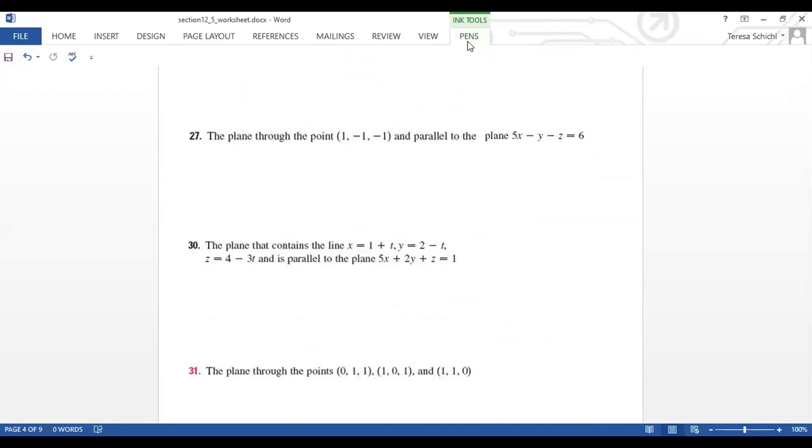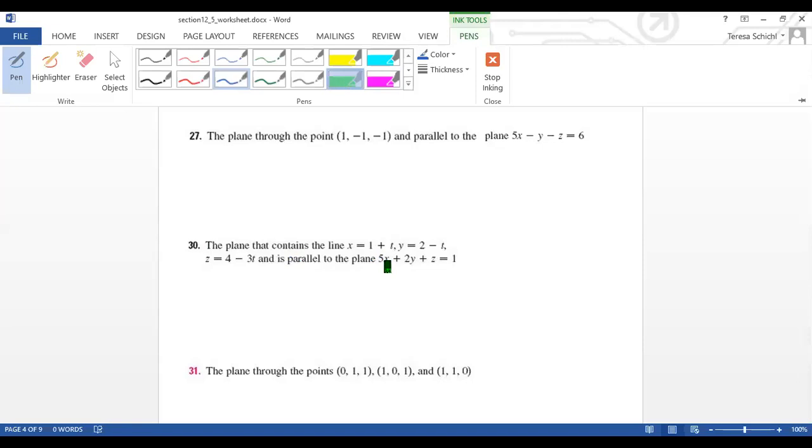Okay, so for problem number 30, it tells you the plane contains the line. So this line sits on the plane. It's x equal to 1 plus t, y equal to 2 minus t, and z equal to 4 minus 3t. And this plane is going to be parallel to the plane 5x plus 2y plus z. Okay, so every time, remember, right?